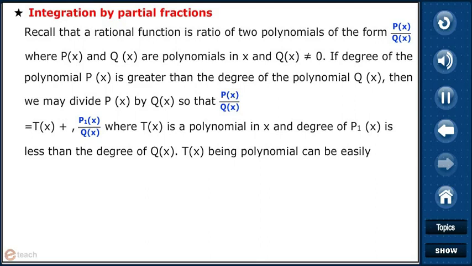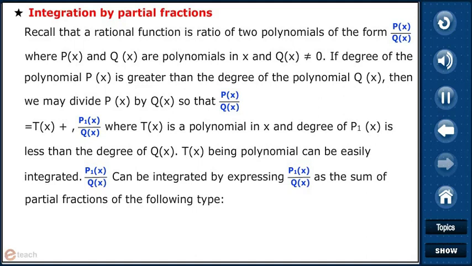T(x) being a polynomial can be easily integrated. P1(x) divided by q(x) can be integrated by expressing it as the sum of partial fractions of the following type, as it is shown.